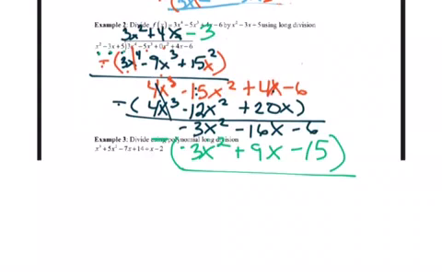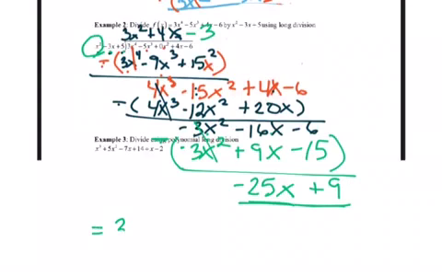I want to subtract the quantity. So negative 3x squared minus a negative, so it becomes plus, and they cancel. Negative 16x minus 9x becomes negative 25x. Negative 6 minus a negative 15 becomes a plus 9. Now I cannot turn an x squared into an x, so this whole negative 25x plus 9 becomes my remainder.